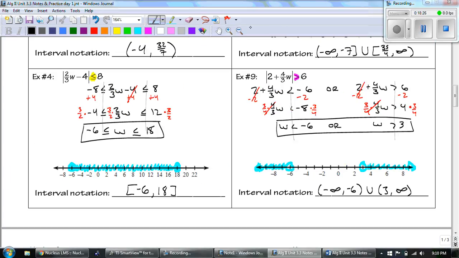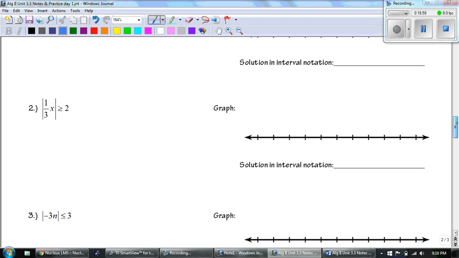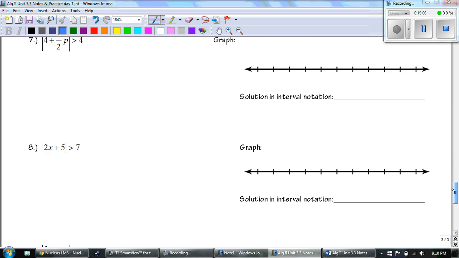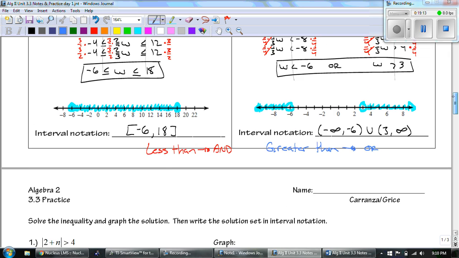Okay, so just remember, if you have less than, that's when we change it to the and. If it's greater than, we're going to change that to the or, and then we solve. Okay? So if you're looking at our 3.3 practice, it looks like we're going back and forth between less than and greater than for all of them. So just make sure you're paying attention to which one is the or and which one is the and.